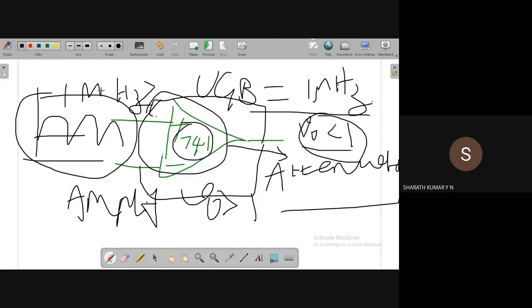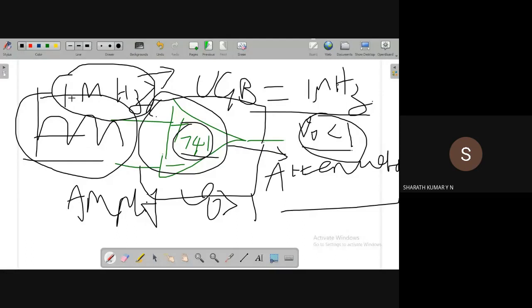So that means the maximum frequency with which an op-amp can work without any additional circuitry. This frequency can be increased, which is not part of our course, but the frequency of operation can be increased for a given op-amp using additional circuitry. Without that, we are assuming that we are not using any additional circuitry to increase the operational range of an op-amp.